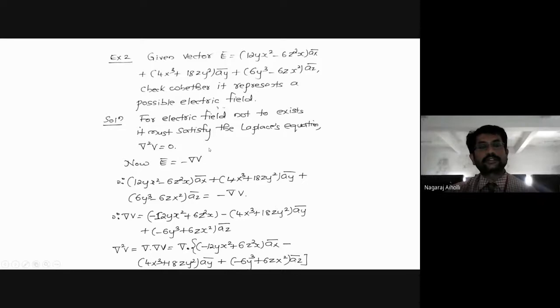Take down the second example. Given vector E is equal to 12yx square minus 6z square x ax bar plus 4x cube plus 18zy square ay bar plus 6y cube minus 6zx square into az bar. Check whether it represents a possible electric field.